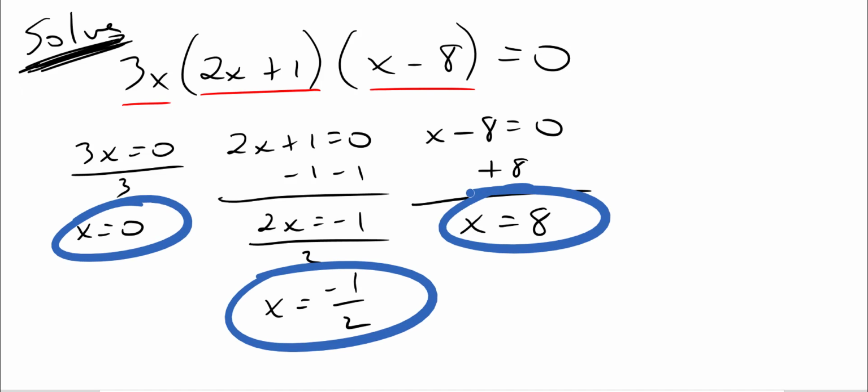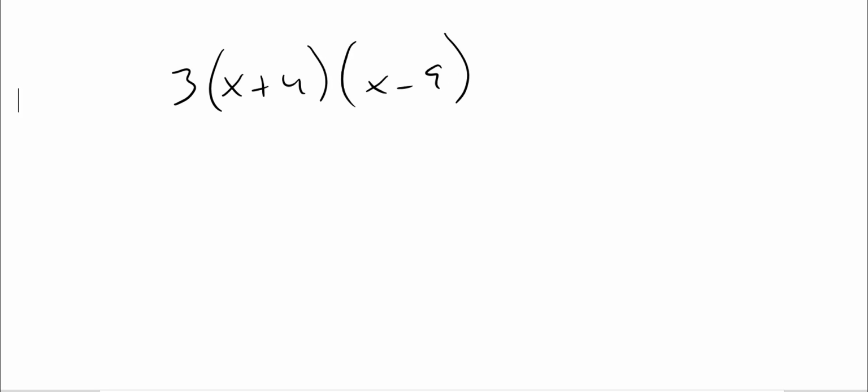Okay, now let me just do a little bit different problem here. Let's say I give you this, 3 times (x plus 4)(x minus 9) equals 0. So what's it going to say? It's going to say solve. Certainly not going to say factor. It's already factored. Why would I say factor? That'd be kind of dumb.